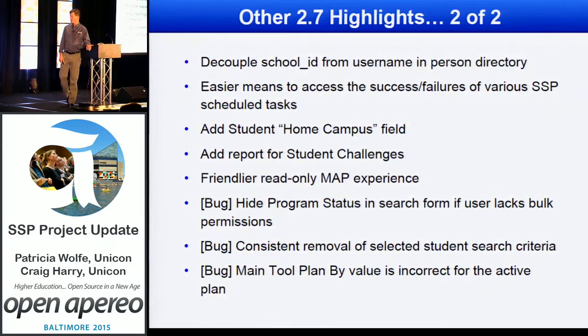We're going to add a student home campus field with the number of implementations that we're getting that are multi-campus. Add a report for student challenges. Fix up the map experience, and then kill a couple of bugs, and you can see those.